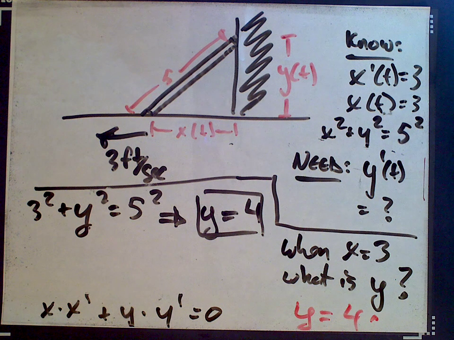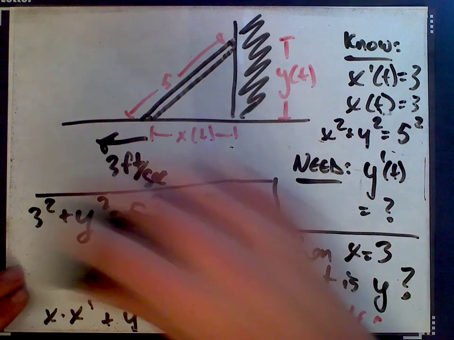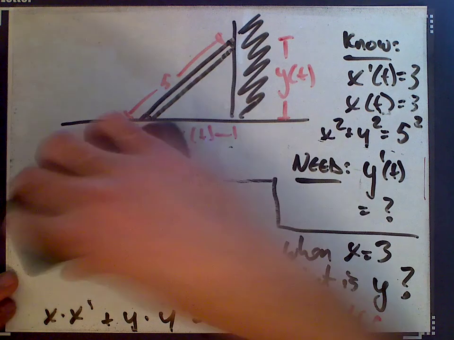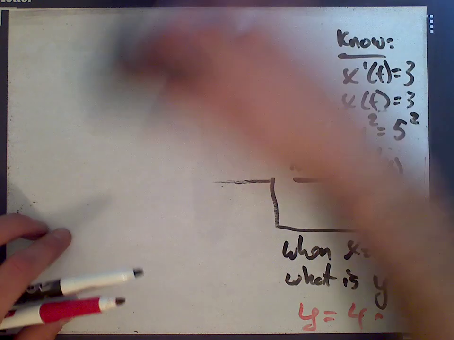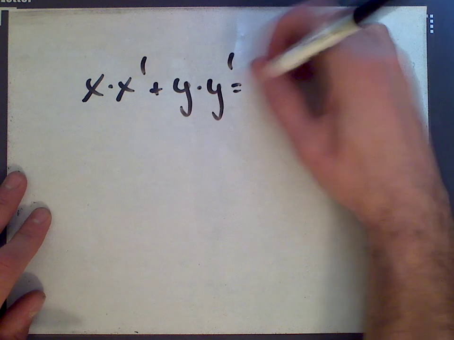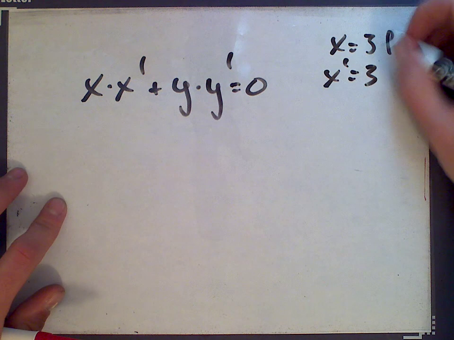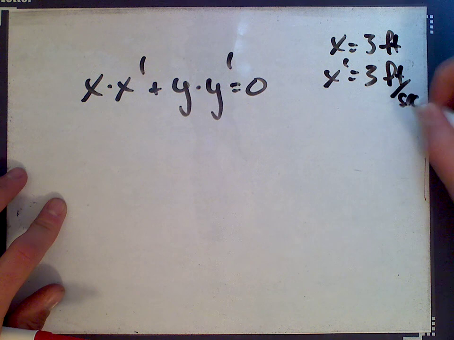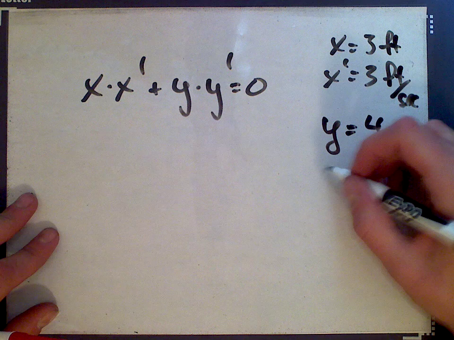Okay, so we're ready to plug everything in. Remember what this equation is. You need to write it down. I'm going to use it right now. Let me just erase this picture. x times x prime plus y times y prime is 0. Again, we know x is 3. x prime is 3. Let's put in the units up here, this would be in feet per second. We know when x is 3, we just found out y is 4, and we're looking for y prime.